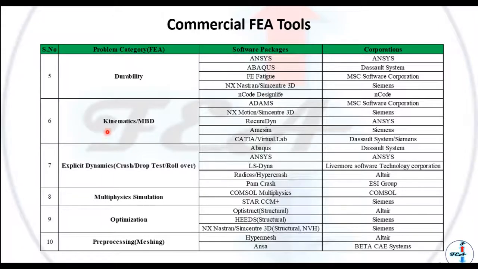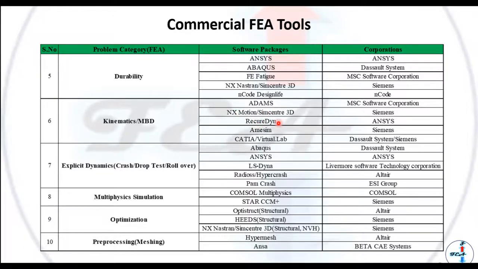Next one is kinematics as well as multi-body dynamic simulation. So ADAMS is an efficient tool for kinematics as well as multi-body dynamic simulation, which is from MSC Software Corporation. ADAMS stands for Automated Dynamic Analysis of a Mechanical System. Next one is NX Motion as well as SimCenter 3D. So NX Motion is nothing but the interface in NX CAD. This is also very much suitable for kinematic as well as multi-body dynamic simulation.